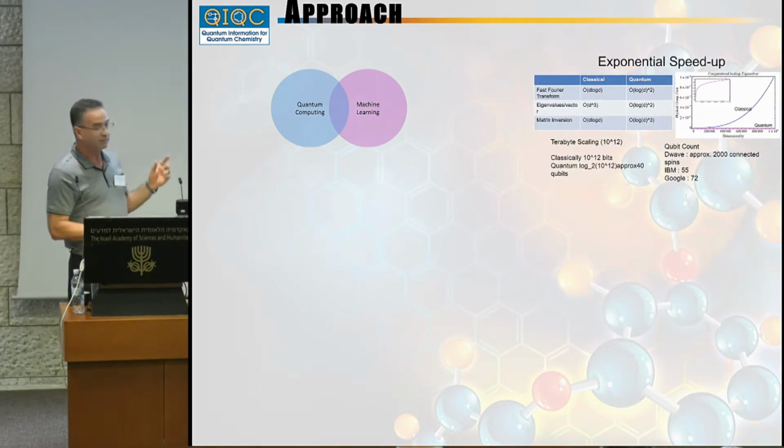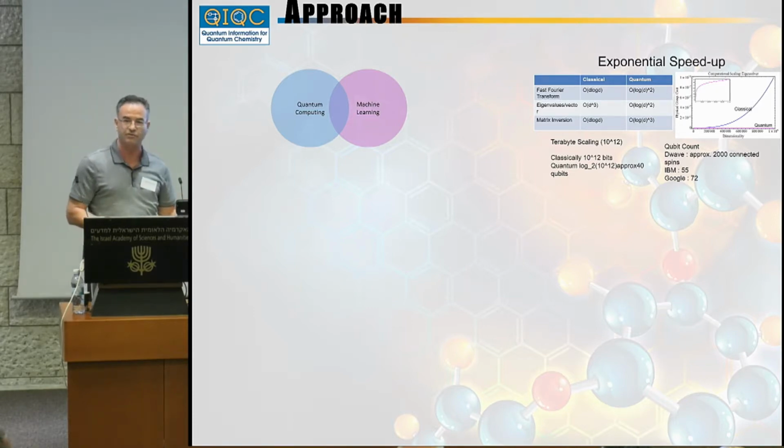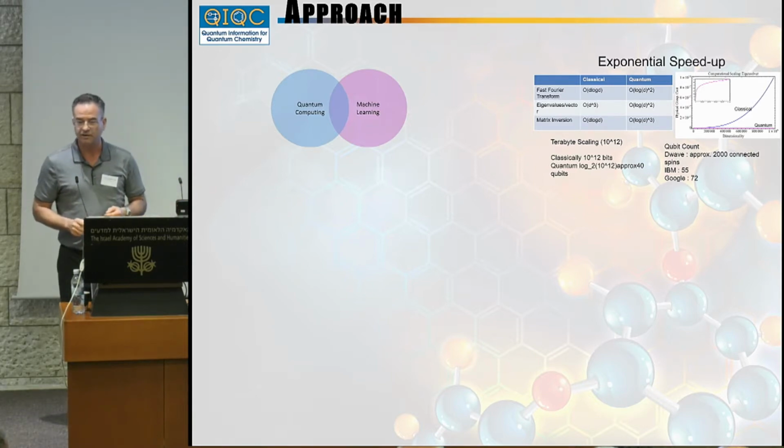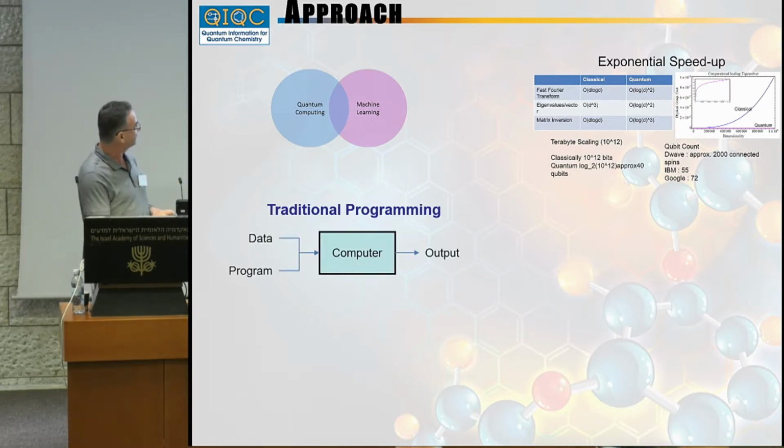And what is the promise? The promise is speed up. When you go to quantum, you have an exponential speed up over classical computing. For example, if you have terabyte of scaling, you have 10 to the 12. When you go to the qubit, you take the log, it's only 40. So 40 qubits is going to manipulate 10 to the 12 bits of information. So this is the picture of what the promise of quantum computing is, the exponential scale up of these data.